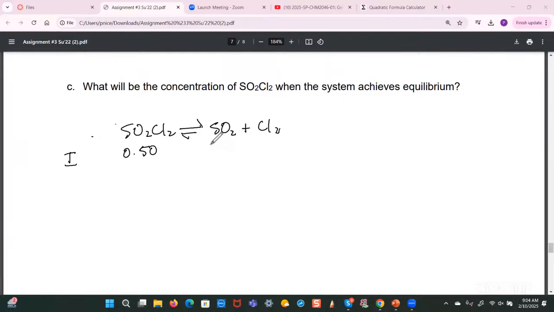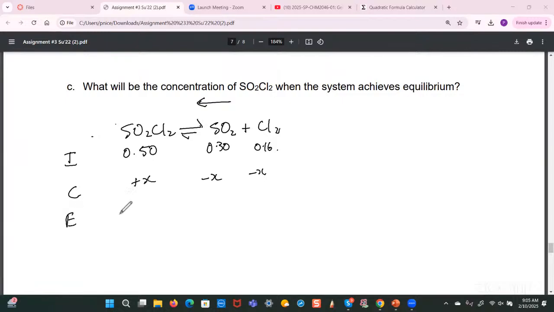0.30, and chlorine? 0.16, okay. So these would be the initial values, right? Now, because we know that the reaction is going to shift to the left in order to achieve equilibrium, we can say that as far as the changes are concerned, for SO2 and CO2, they will be minus X because of the 1-to-1 mole ratio between those two. And then here you're gonna have plus X, right?